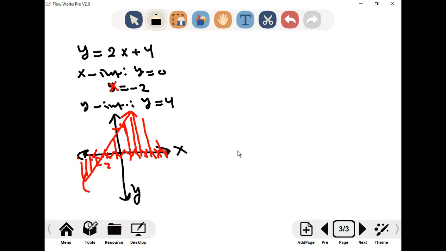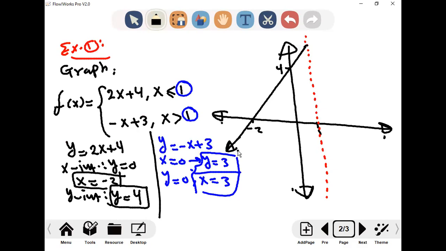But here, where did I stop? At x equals 1. Why did I stop here? Because I want x less than 1. Each x here is less than 1, so I graph until my imaginary line. Okay? Now I will graph the second one with the blue.